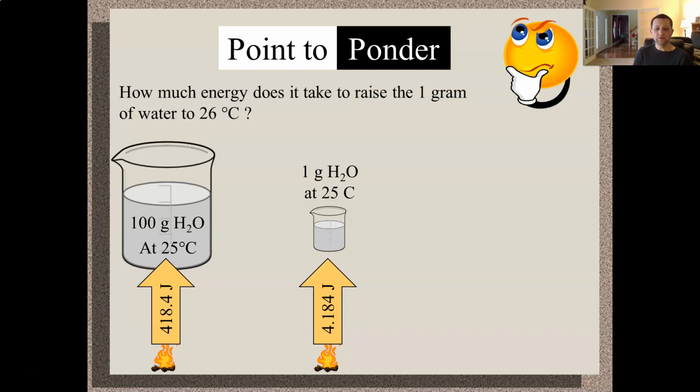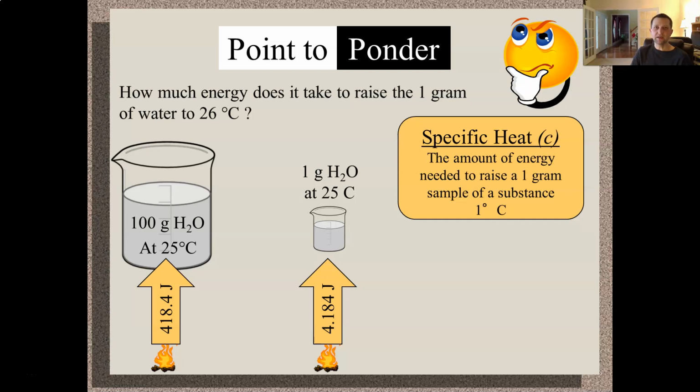So we have 4.184 joules of energy to heat up 1 gram of water by 1 degree Celsius. That is called a specific heat. And that's what we're going to use more often. Okay? The specific heat, the definition of that is the amount of energy needed to raise a 1 gram sample of a substance by 1 degree Celsius. Okay?